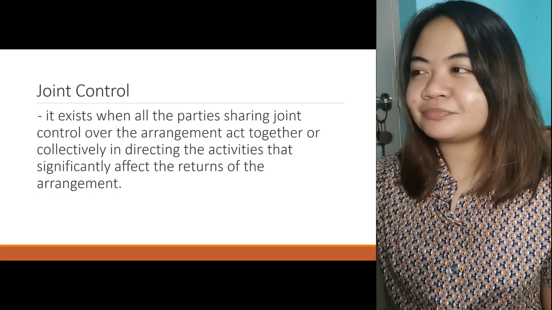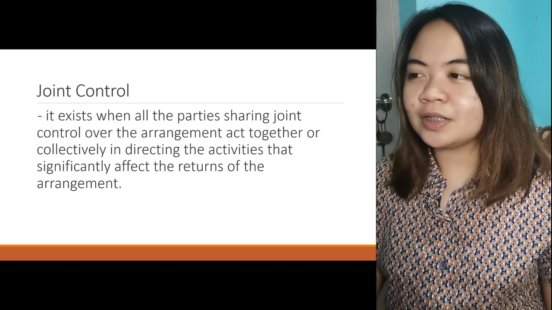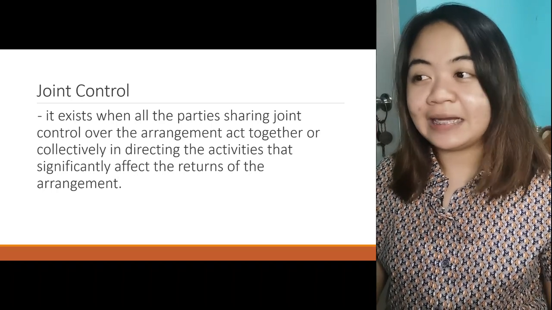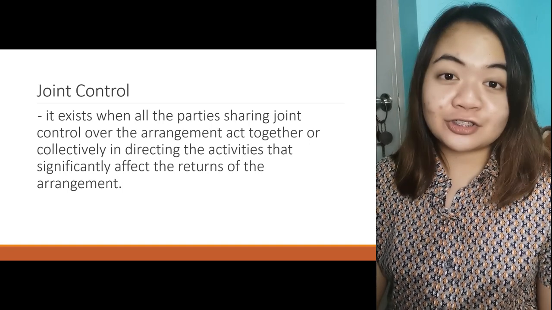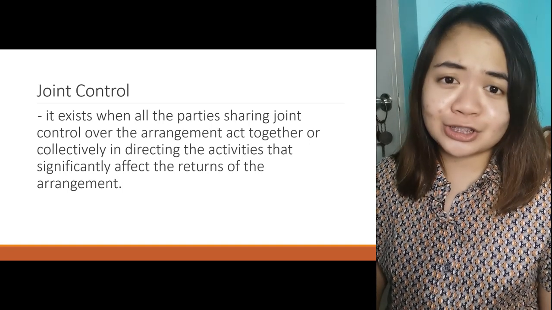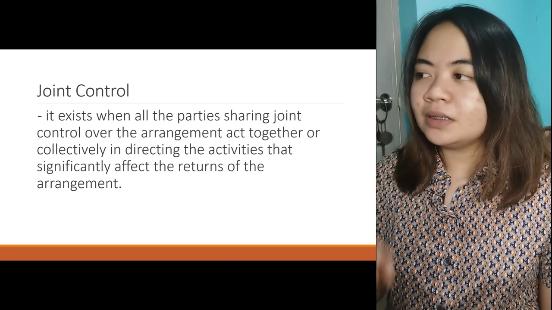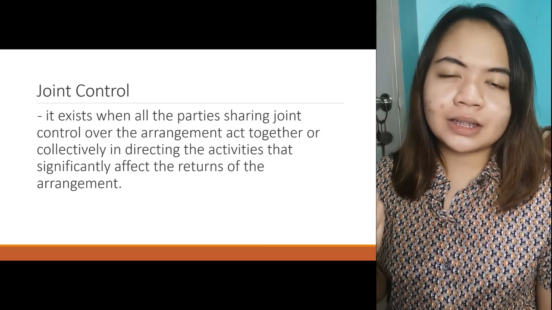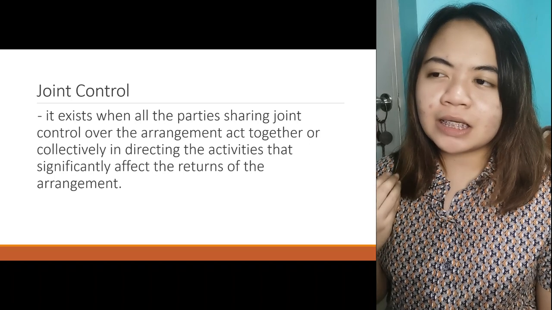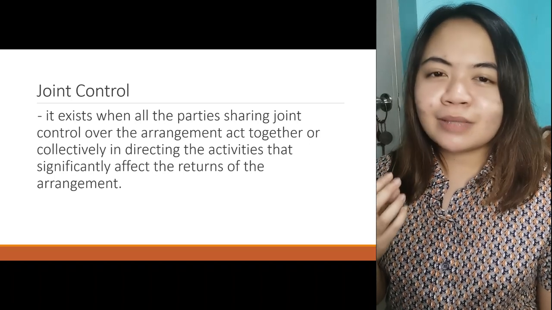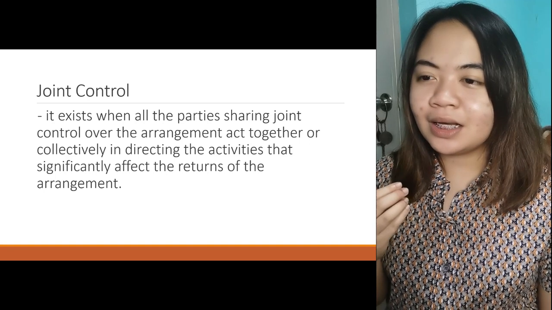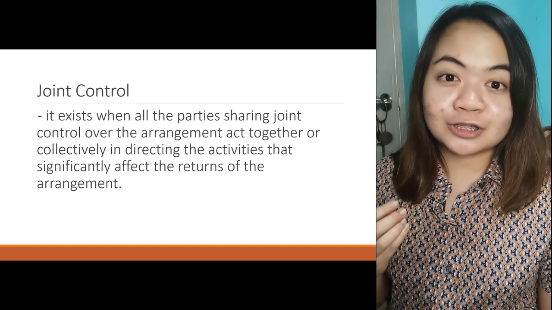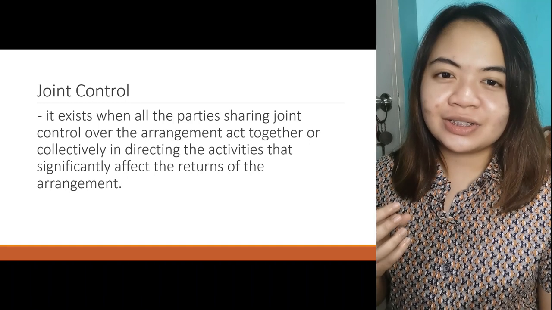Okay, so it exists when all the parties share joint control over the arrangement and act together, or collectively, in directing the activities that significantly affect the returns of the arrangement. It's like a partnership in a way, where the partners must consent for you to say it's part of the partnership transactions.